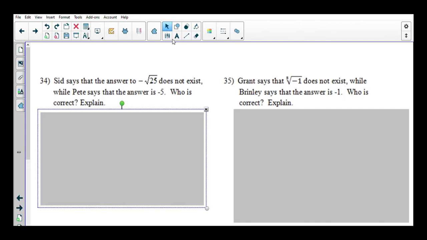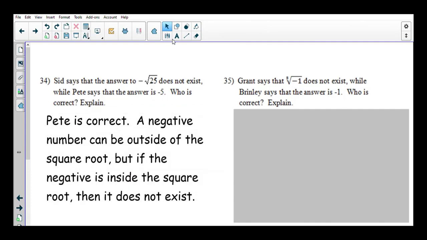All right, hopefully you recognize that Pete is correct in this case. A negative number can be outside of the square root, but if the negative is inside the square root, then it does not exist. So Sid would be correct if this said the square root of negative 25. That does not exist, but the negative square root of 25 does.